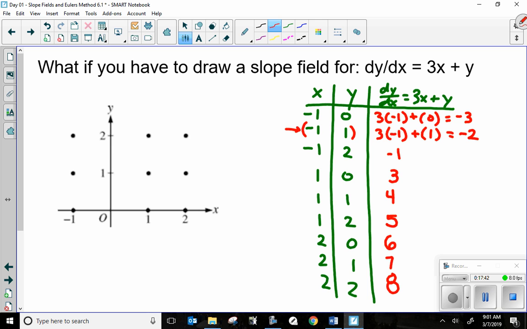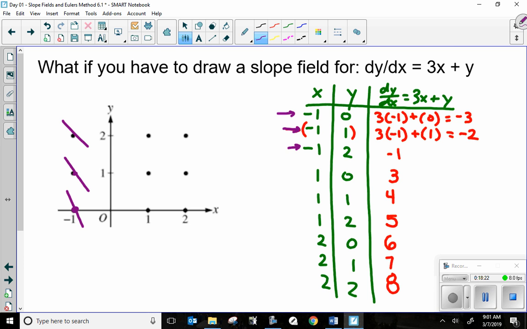You can literally see my slope gets steeper and steeper as I go. So let me go ahead and put these slopes on the points. At my coordinate (-1, 0), which is right here, it has a slope of -3. So maybe it looks like that. At (-1, 1), it has a slope of -2. Now it's still negative, but it's not quite as steep. At this next coordinate, (-1, 2), it's a slope of -1, and it's even less steep.